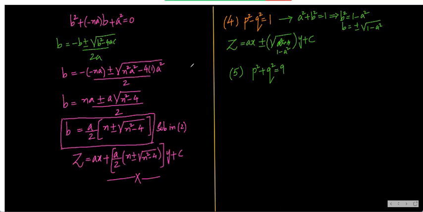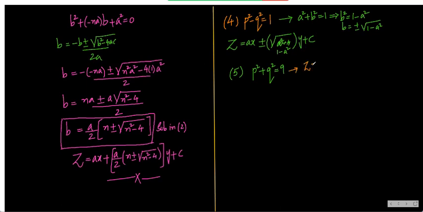So I got ax plus or minus under root 3 minus a into 3 plus a whole into y plus c. Okay, see what is the answer here. I'll show you. What did you get? Actually, the answer is this one.